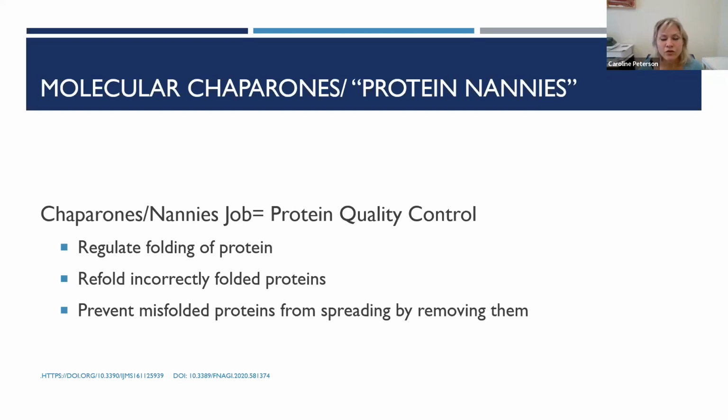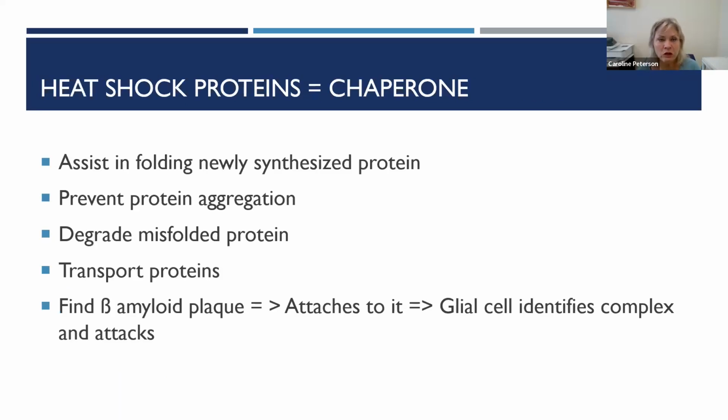And then after the nanny oversees cleaning the room, the nanny will be like, okay, now let's take all the dirty clothes out. That's the chaperoning piece of it. But also that's what a nanny does. So that's a normal part of cleaning up misfolded proteins. So one of the chaperones, I call them nannies, is a heat shock protein.